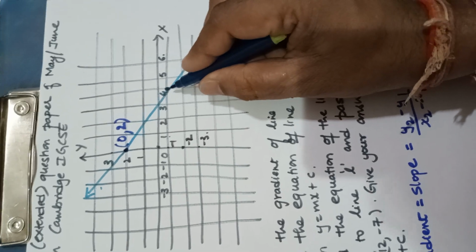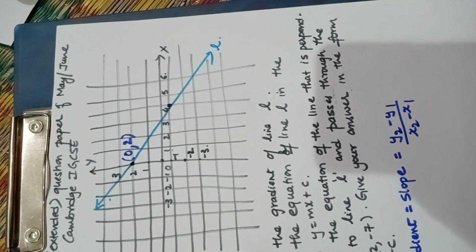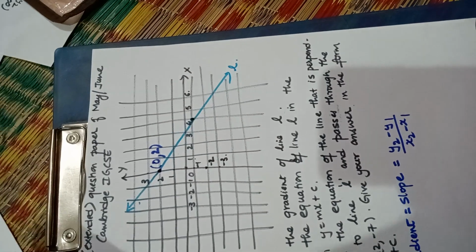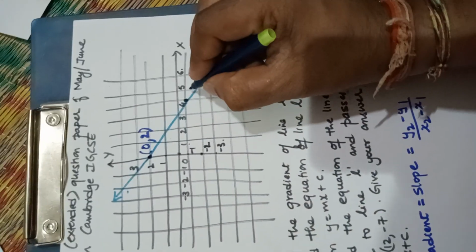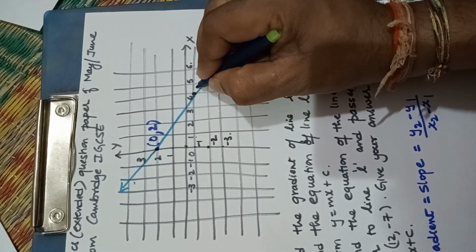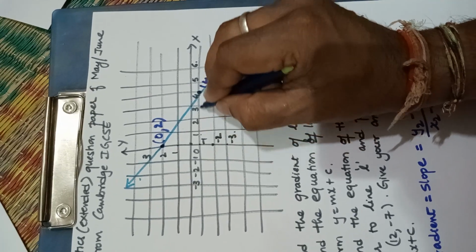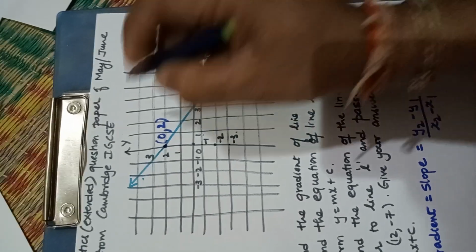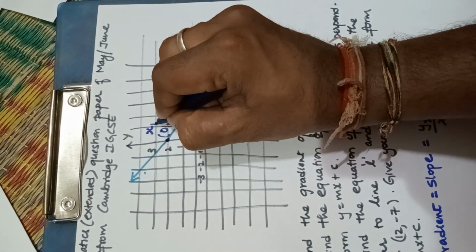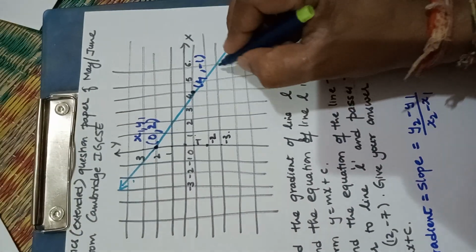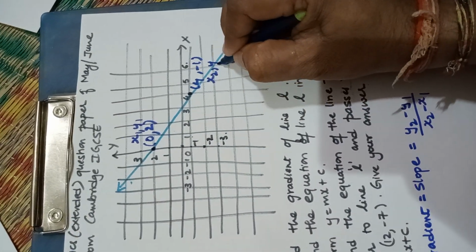And here there is one more point. What are the coordinates of this point? You can see its abscissa is 4 while its ordinate is -1. So I'll treat the first one as x1, y1. I'll treat this one as x2, y2.